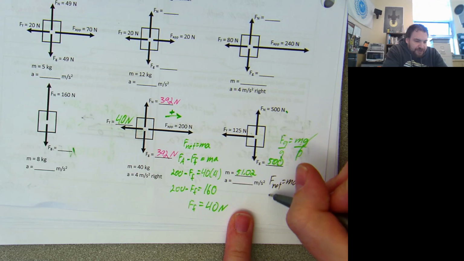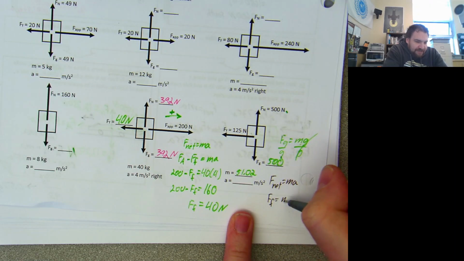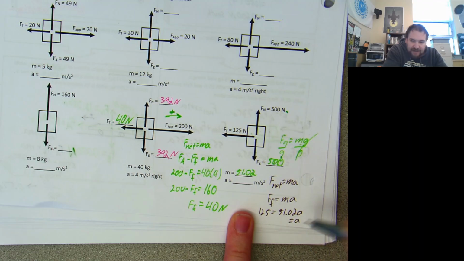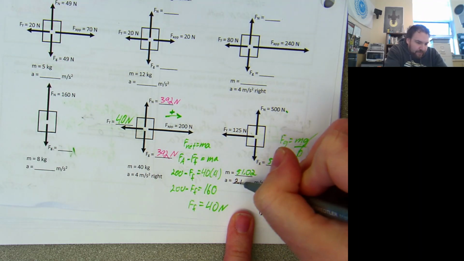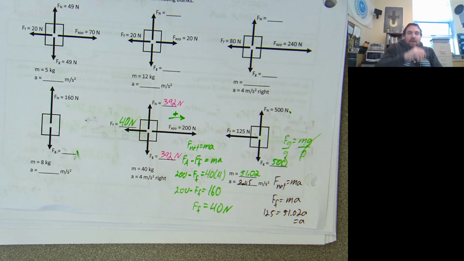So the force of friction is going to equal the mass times the acceleration. So it's going to be 125 equals 51.02 A. That's going to give us a value of A of 2.45 meters per second squared, and you're done.